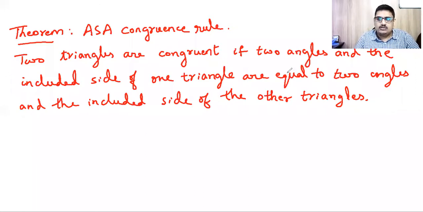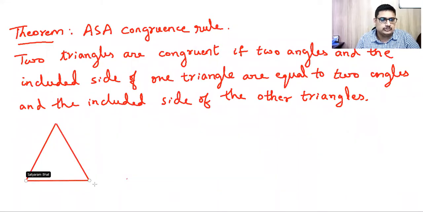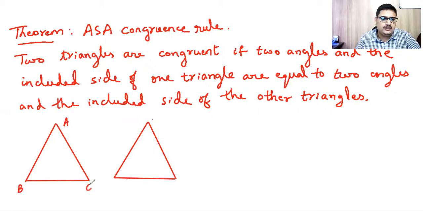So here comes the question: what is the meaning of included side? Okay. So I'll just clarify that also. Anybody having doubt with that, you can easily clarify. So just observe. This is the first triangle and this is the second triangle. Considering these two triangles ABC and PQR, if I say angle B is equal to angle Q and angle C is equal to angle R, then can anybody tell me which is the included side?